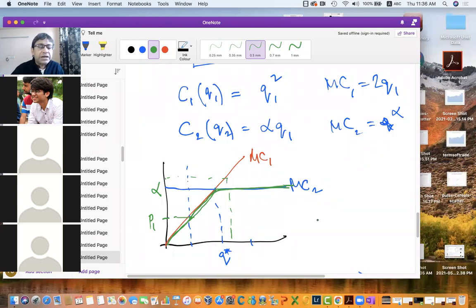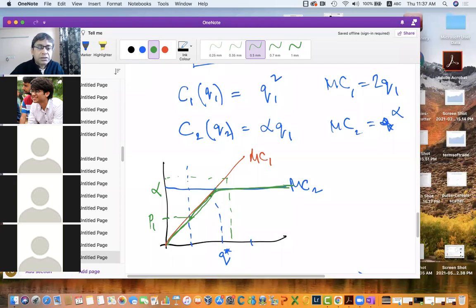You will never have a market equilibrium at a price higher than that. So we are also given a market demand function, which is P equals 4 minus 2Q. And the alpha here is equal to 3.